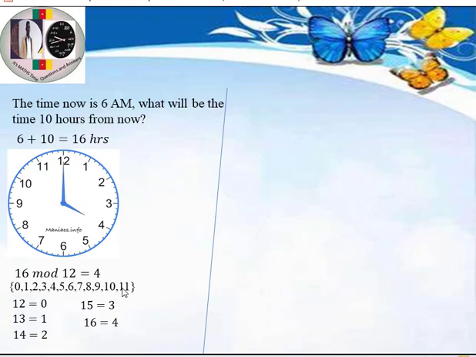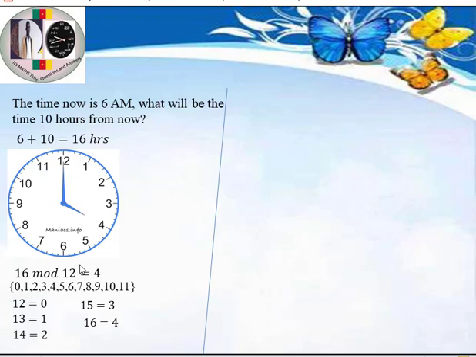So 16 modulo 12 will be 4, because we count from 0 to 11, then we start counting again from 0, and 16 will correspond to 4. From this example on the screen, 0 mod 12 is 0, 1 mod 12 is 1, 2 mod 12 is 2, 12 mod 12 is 0, 13 mod 12 is 1, 14 mod 12 is 2, and so on. If the number was maybe 400, then we would calculate it using this same method.